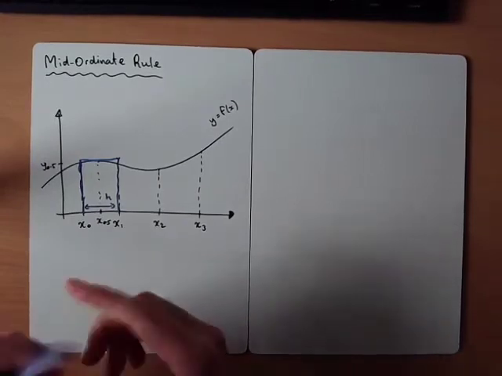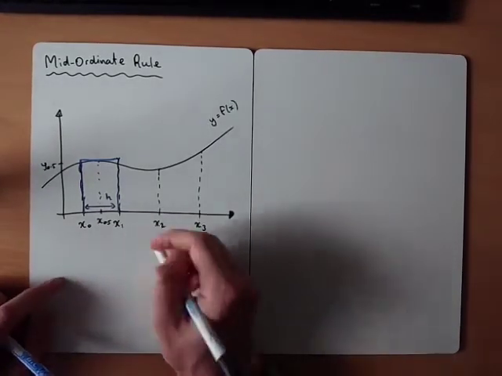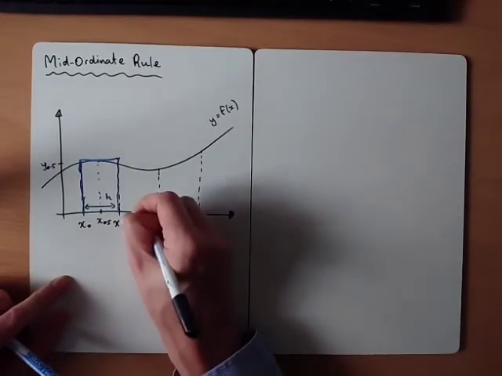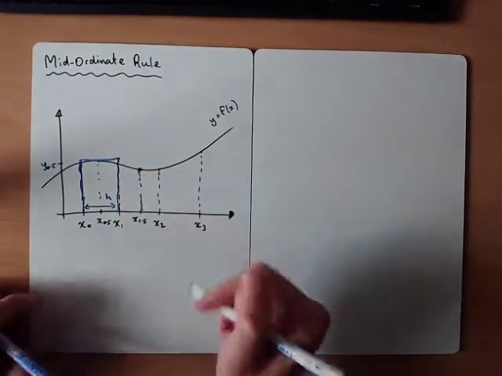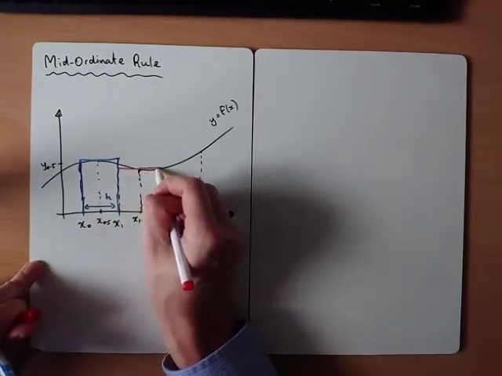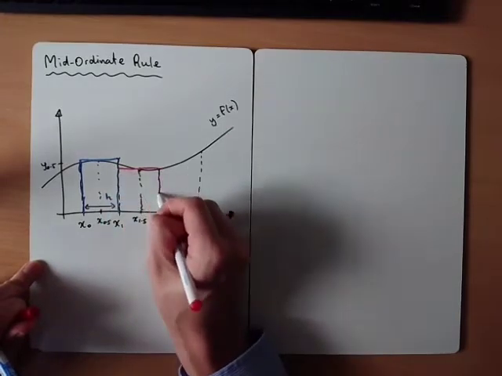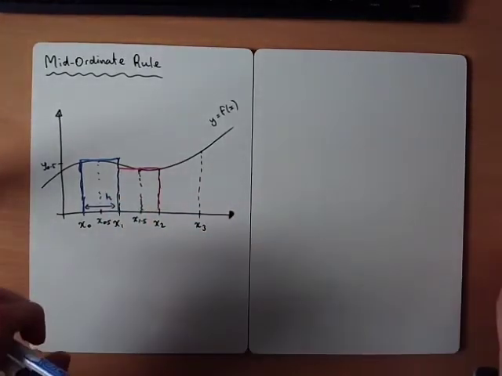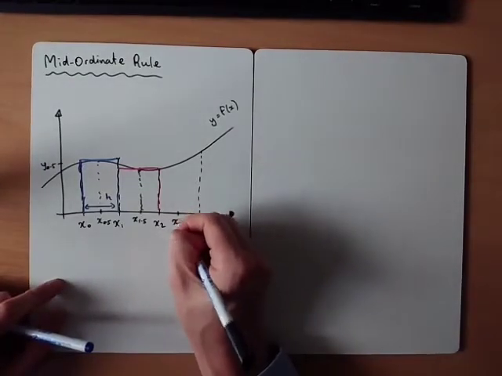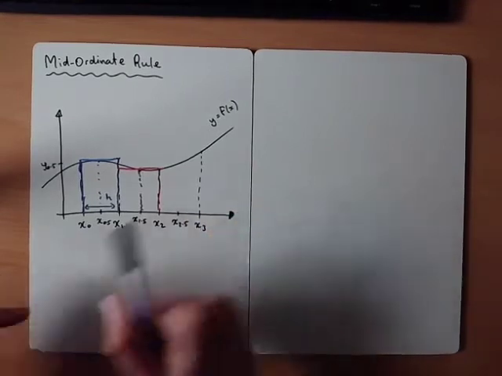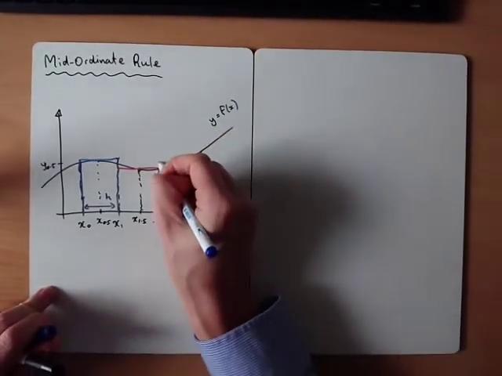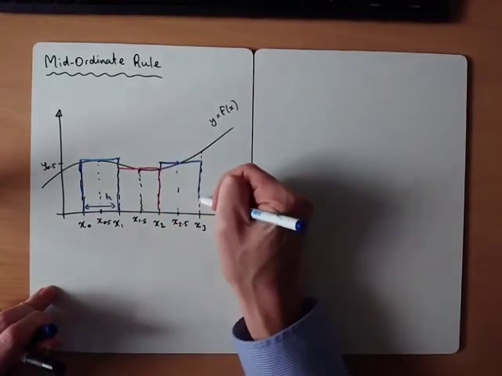So similarly for this one, if we were going between x1 and x2, we'd be using x 1.5. We'd substitute that into our function. That gives the height of our rectangle. And then we'd approximate this area just as a rectangle, like this. And obviously the last one, between x2 and x3, we'd use x 2.5, substitute that in to get the height, the y value, and we'd approximate that as a rectangle.